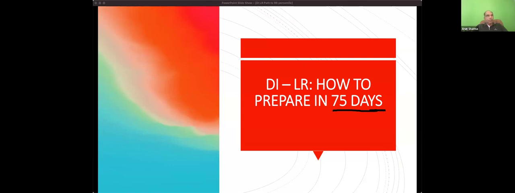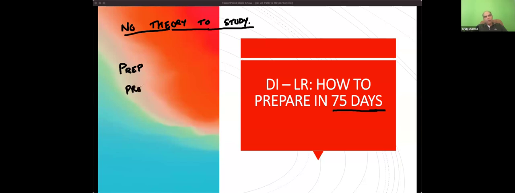As you know, the advantage of data interpretation and logical reasoning, and why 75 days is significant, is that there's no theory to study, whether it's DI or LR. There's absolutely no theory to study. All you have to do is prepare. Your DILR preparation, both DI as well as LR, is essentially through problem solving experiences.